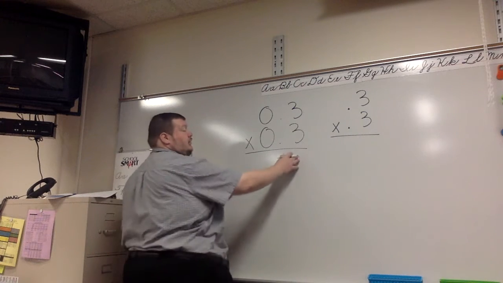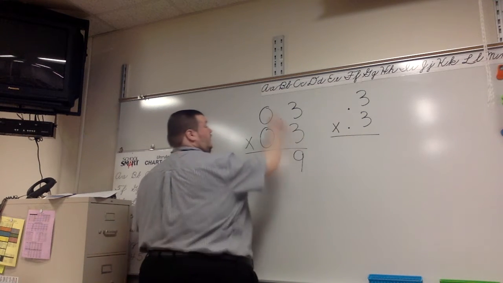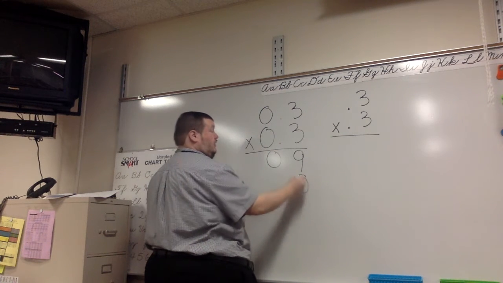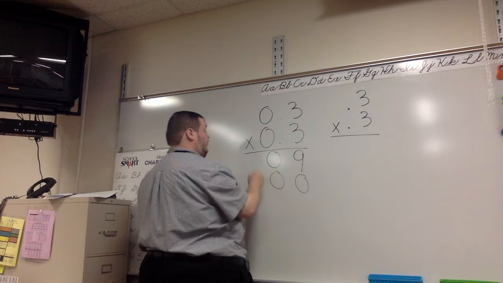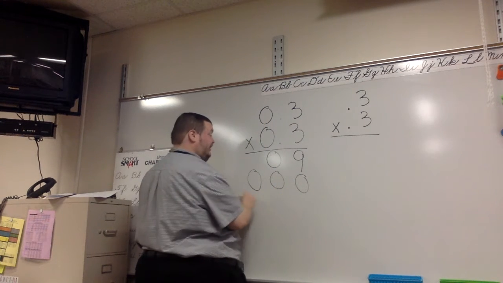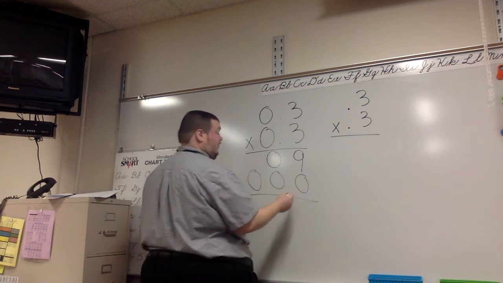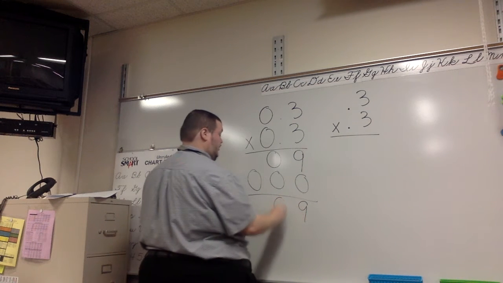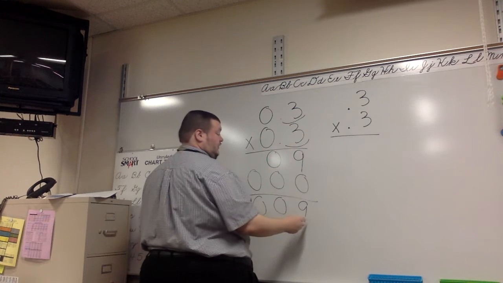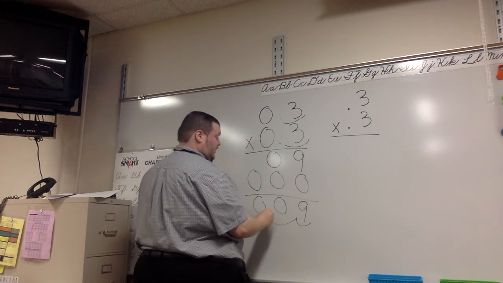So first of all, 3 times 3 is 9. 3 times 0 is 0. When you go down to your second line, make sure you put your 0. 0 times 3 is 0. 0 times 0 is 0. That's why we don't always need the zeros, because you have a whole line of zeros down here, and that really doesn't make any sense. So we have 9, 0, 0, move the decimal over once, twice, and in your answer once, twice, it's 0.09.